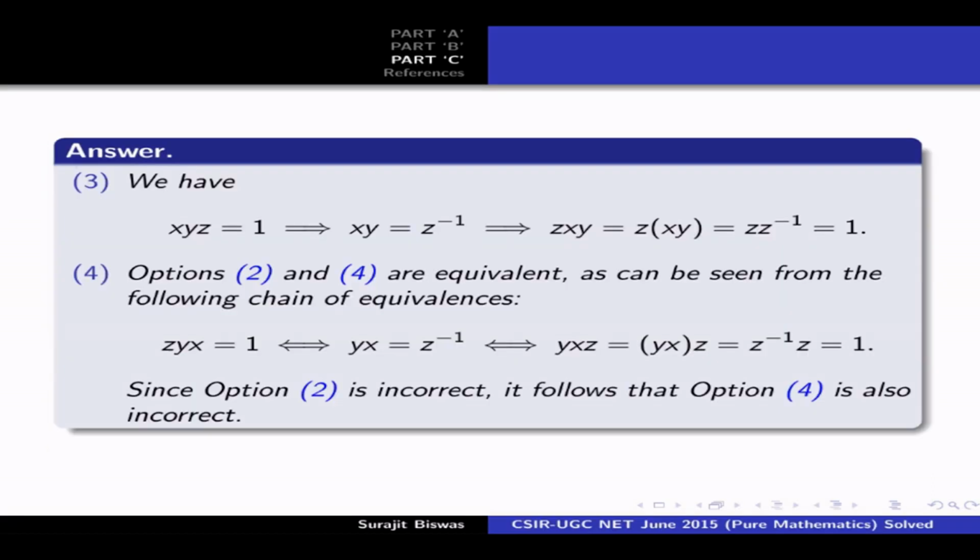And for option 3, it is correct. Why? Because of the same approach, by left and right multiplication by the inverse. Okay, so you can see it here formally.